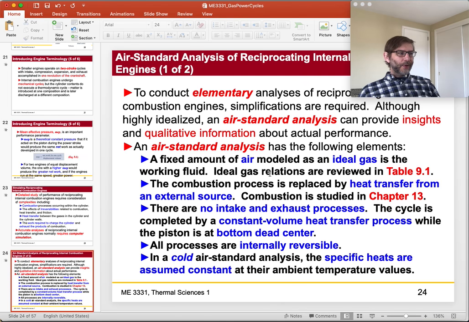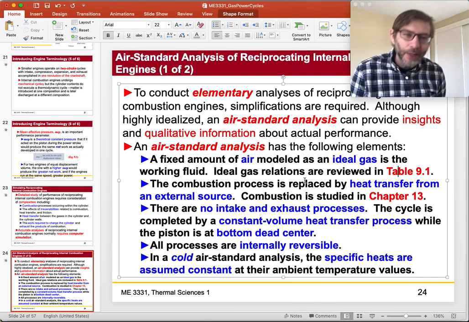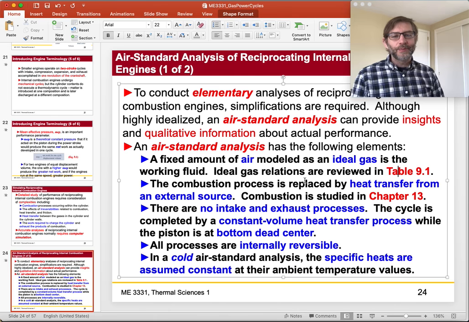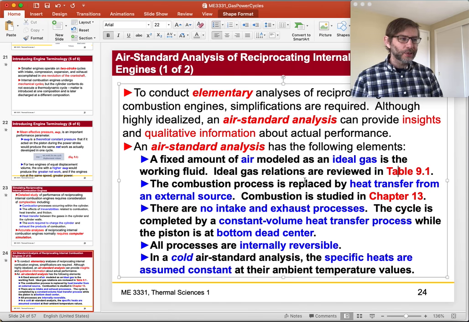It's a fixed amount of air modeled as an ideal gas, so the ideal gas relations are from that table we just saw. The combustion process is replaced by heat transfer from an external source. It's a magical heat transfer that just comes in at one time. It's not very accurate, but it actually is more accurate than you think. There's no intake and exhaust process, so this is, as I said, completely closed. All processes are internally reversible, which of course is totally false.